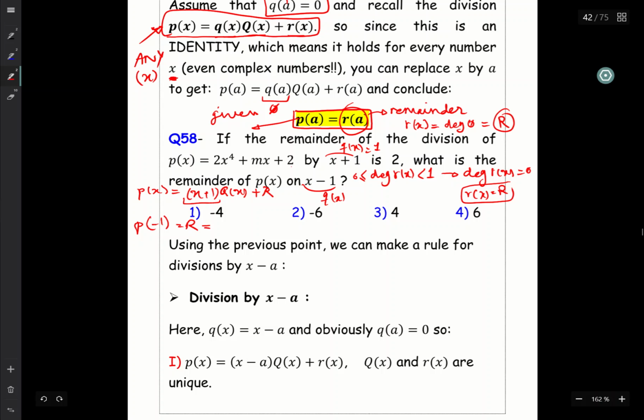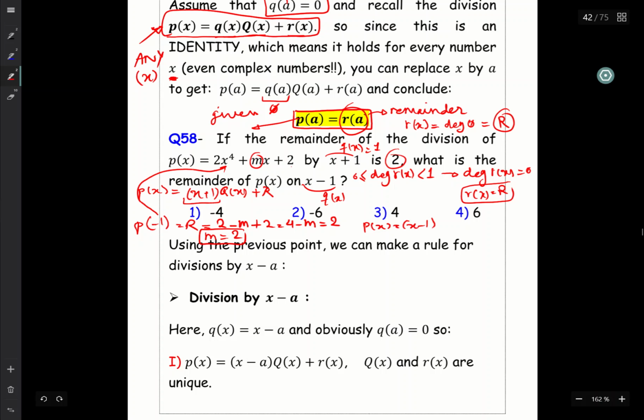So I already know that the remainder of the first division is when I plug minus 1 into the x. So 2 minus m plus 2, which is 4 minus m, which is 2. Remainder is given as 2. Therefore, m is 2. So we already found the unknown m. Now we go and continue with performing the next division.